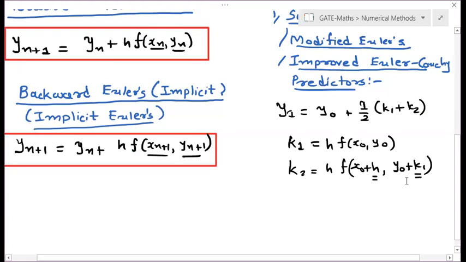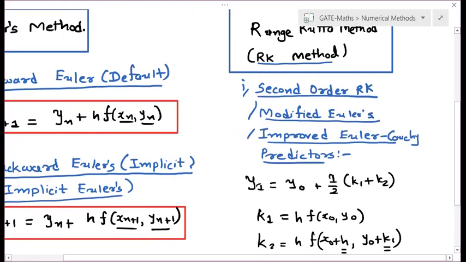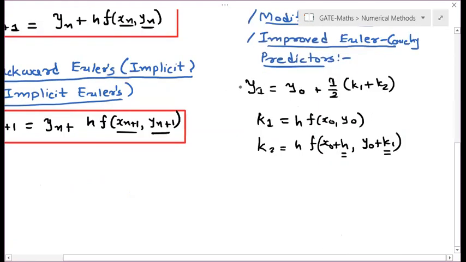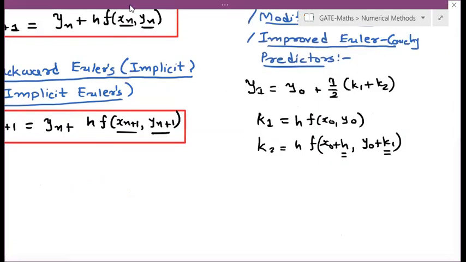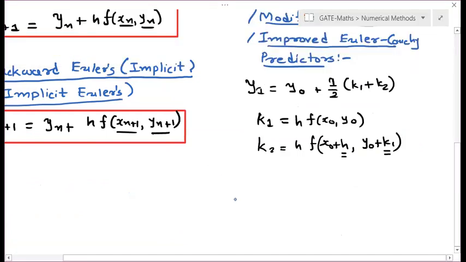In all the different RK methods, second order, third order and fourth order, these quantities are going to change. For second order you have k1 and k2, for third order you will have up to k3, and for fourth order you will have up to k4. Let us see fourth order first, because fourth order is easy and the formulae of third order is difficult. So the second method is fourth order RK.